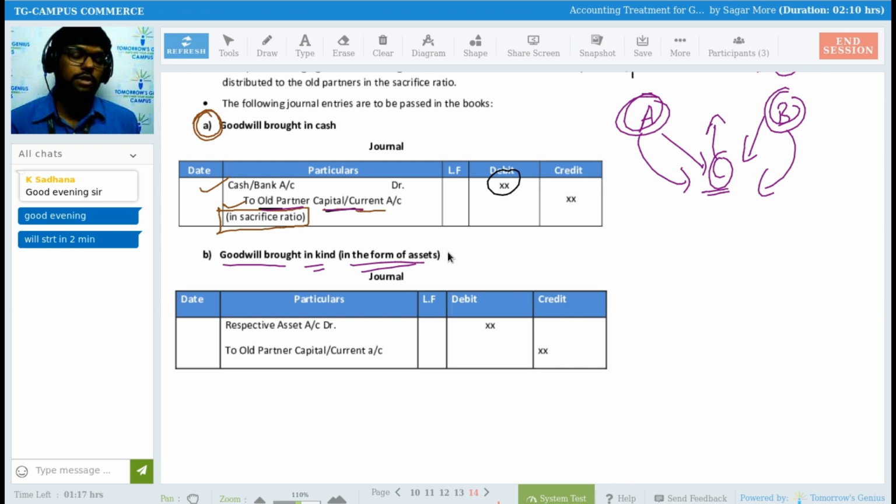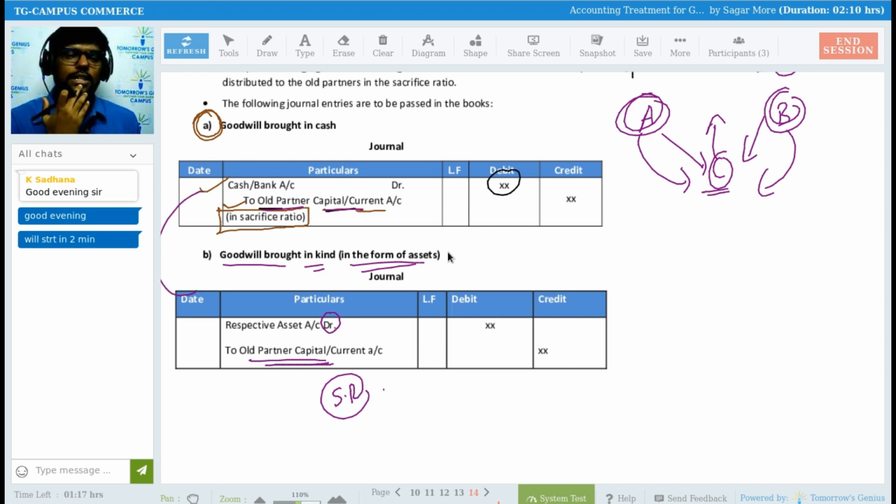Then which journal entry do we have to pass? For example, he brought in furniture, so furniture comes into the business, and the asset gets increased. If an asset gets increased, we have to debit it. So the respective asset account is debited, for example furniture account debit. And which account do we have to credit? We have to credit the old partners' capital and current account, again as per their sacrifice ratio.